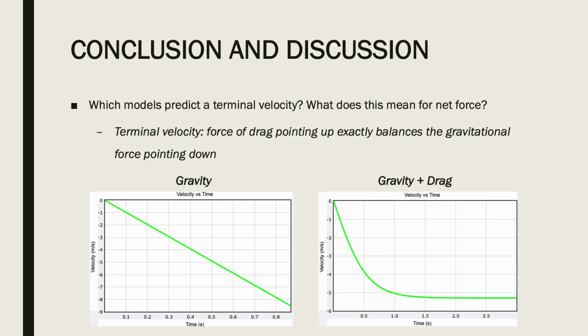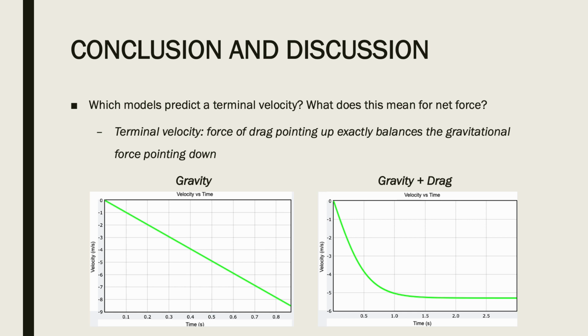We've now reached a conclusion and discussion. So, which models predict a terminal velocity? The model predicting terminal velocity is the gravity and drag computational model pictured on the right. When in terminal velocity, the force of drag pointing up has exactly balanced the force of gravity pointing down.